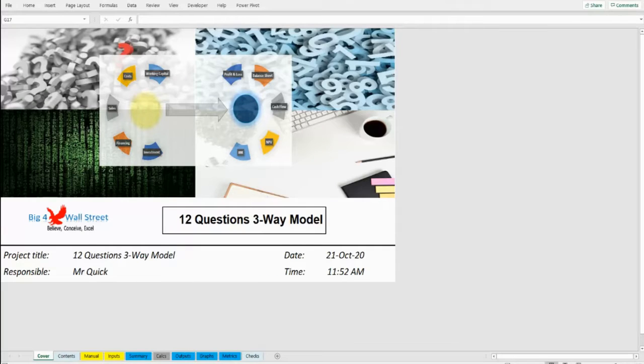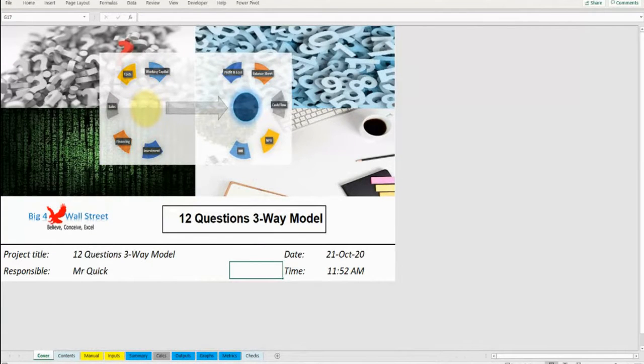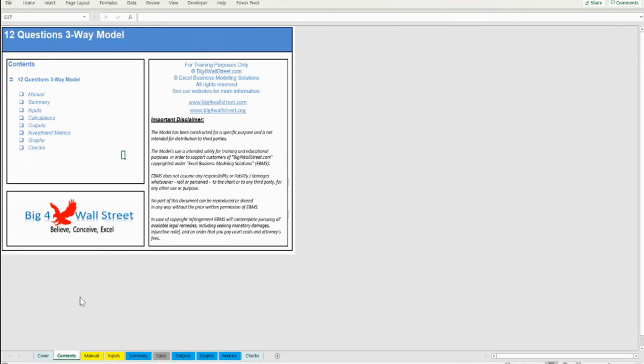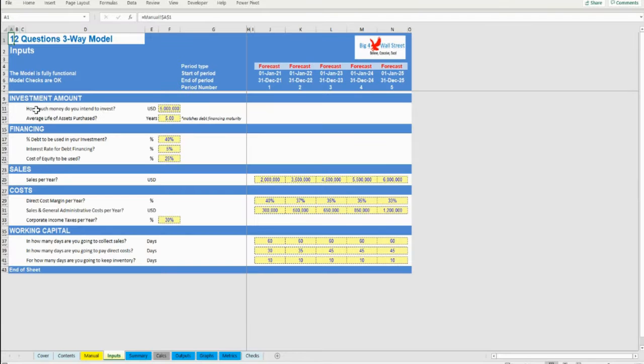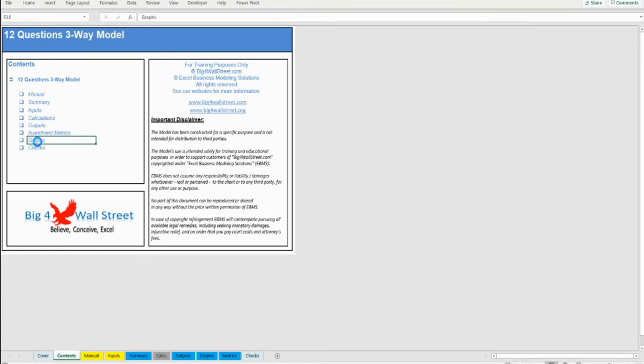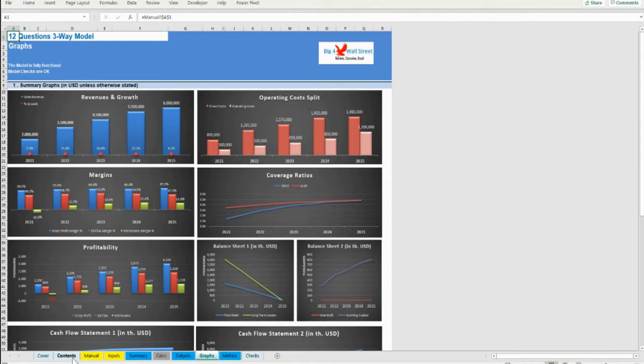The 12 questions model, based on only 12 simple questions, generates the three financial statements: profit and loss, balance sheet, and cash flow, investment metrics, a series of graphs, as well as a summary page with the key figures. So, a quick overview of the model. In the Contents tab you can see the structure of the model, and by clicking on any of the headlines, you will be redirected to the relevant worksheet.